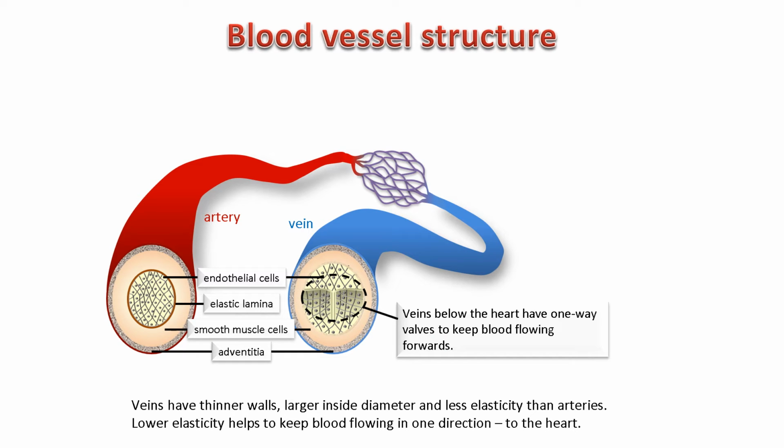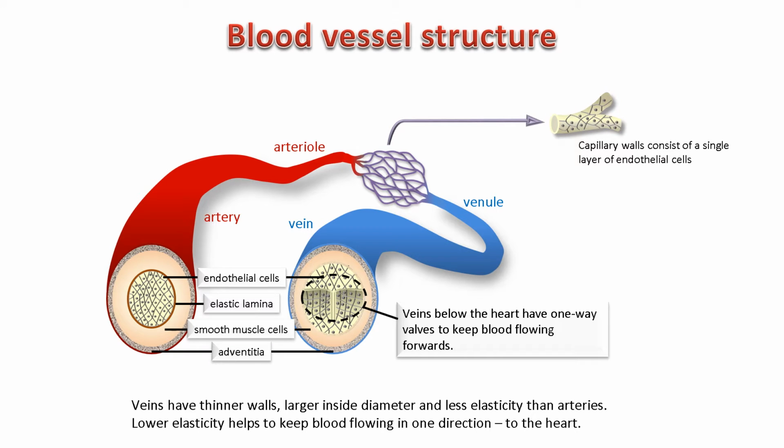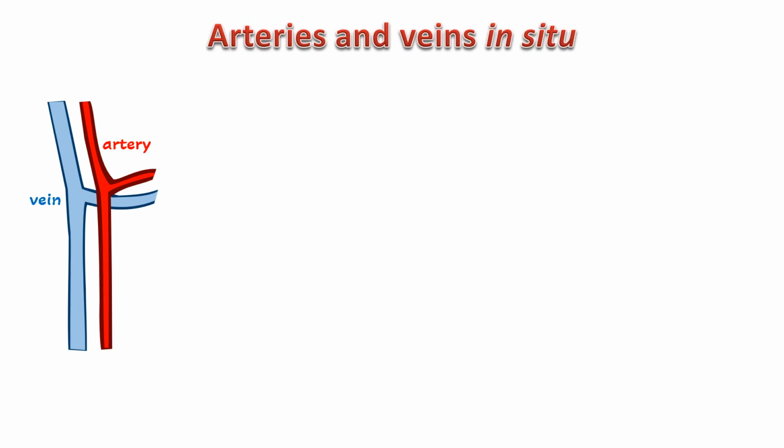The muscle layer of arteries becomes thinner as they reduce in diameter and become arterioles. Capillary vessels have no muscle or adventitia, but are formed by a single layer of endothelial cells. In most tissues, arteries and veins run parallel and close to each other and can be easily distinguished by their relative diameters.